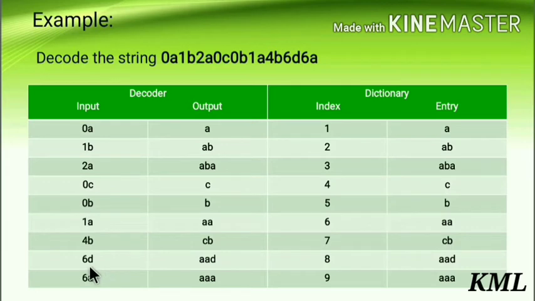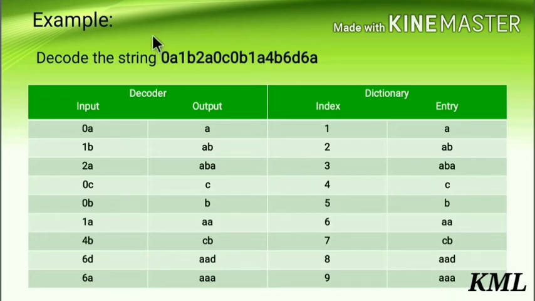Next you have 6D. Now find the letter corresponding to index 6. So for 6 you have AA. Now replace this 6 with AA. You get AAD. Increment the index and write this AAD in the entry. Next you have 6A. So find the letter corresponding to 6. You have AA, so replace this 6 with AA. You get 3 A's, increment the index and write this output in the entry as it is.